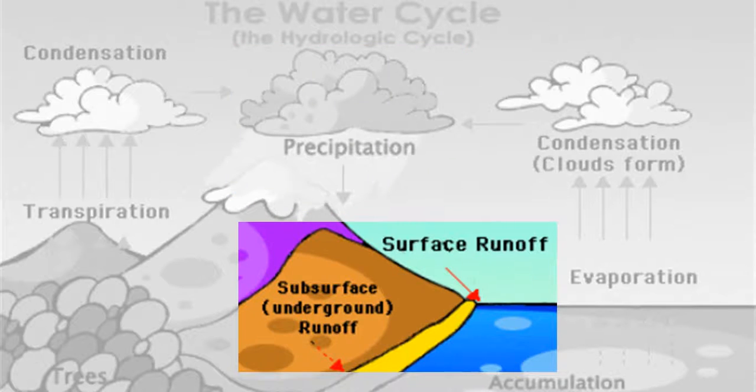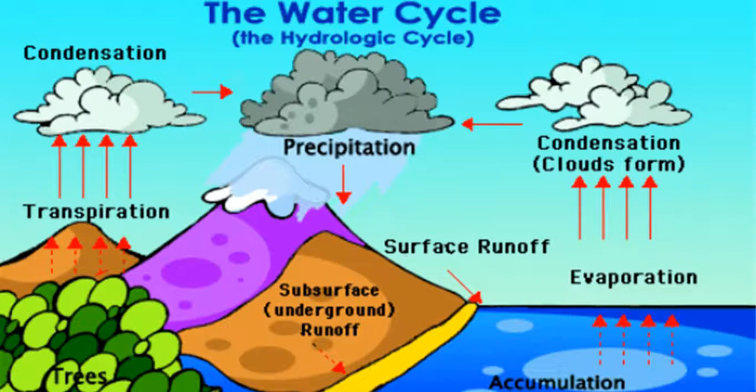Water that reaches land directly may flow across the ground and collect in the oceans, rivers, or lakes. This water is called surface runoff. Some of the precipitation will instead soak into the soil, from where it will slowly move through the ground until eventually reaching a river or the ocean. And that's how the water cycle works.